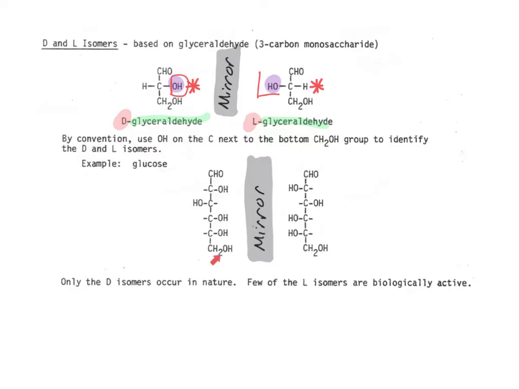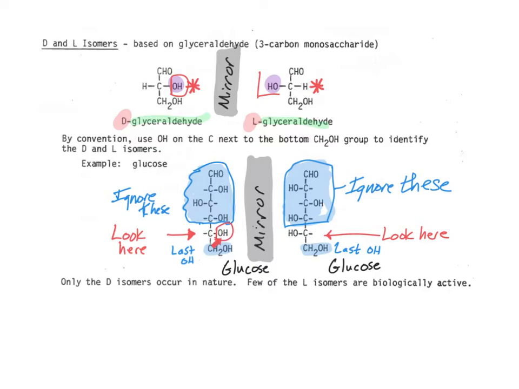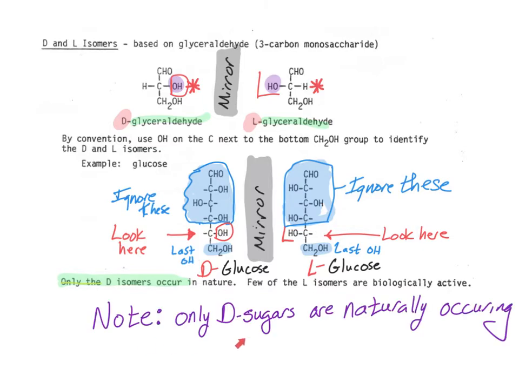So for example, here we have glucose, and we see that the first one has the OH on the right side. That makes that a D sugar, and the second one has it on the left side, so that is an L glucose. So this will be called D glucose and L glucose. Only D glucose occurs naturally. L glucose is man-made, but it has no biological activity. It doesn't taste sweet like the glucose does. It doesn't get digested, and so it is not biologically active.